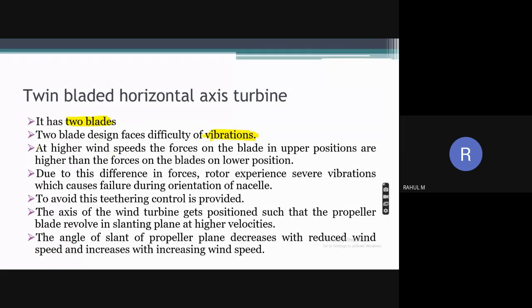And the vibration is because at higher wind speeds, the forces on the blade in the upper position are higher than the forces on the blade in the lower position. And the failure will happen at the nacelle.